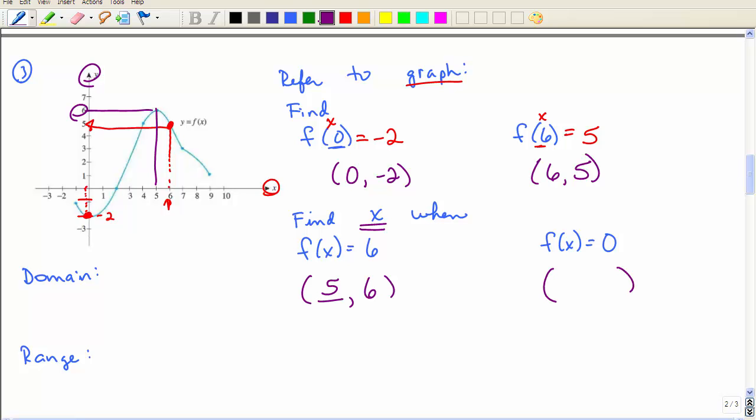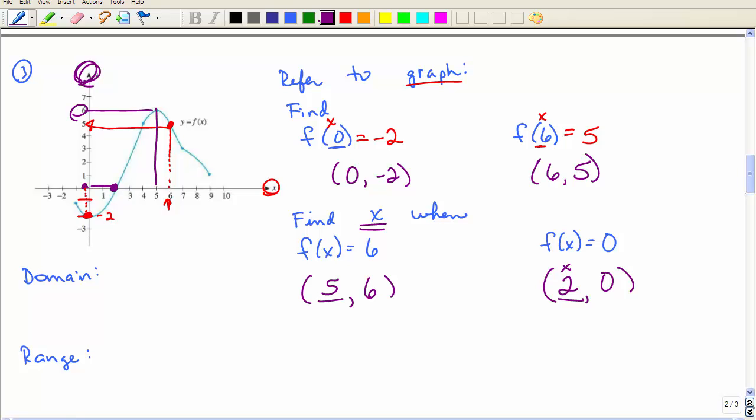Okay, and on this one, again, this is x, this is y. So go to your graph, and you're going to go to the y value of 0. Remember, this is your y-axis. And where does the graph cross? It is at 2. So look at those two coordinates, 5, 6, and 2, 0. Do they exist on the graph?